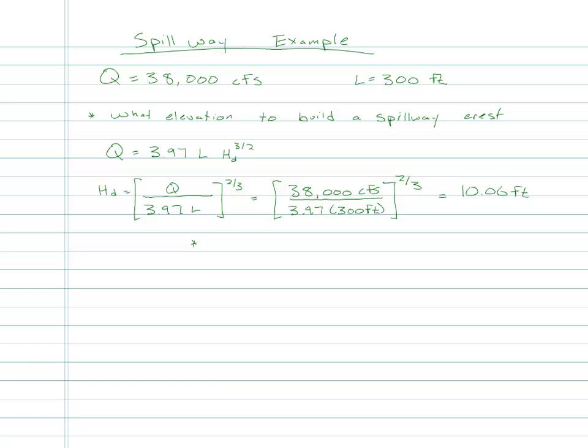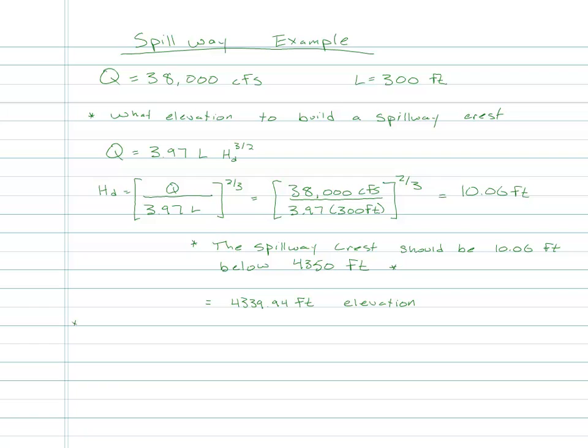The interpretation of that is that the spillway crest should be 10.06 feet below 4350. That's the elevation that we know other things are going to be built, and we don't want the water level to go any higher than that. So in other words, 4339.94 feet is the elevation to build the spillway crest.